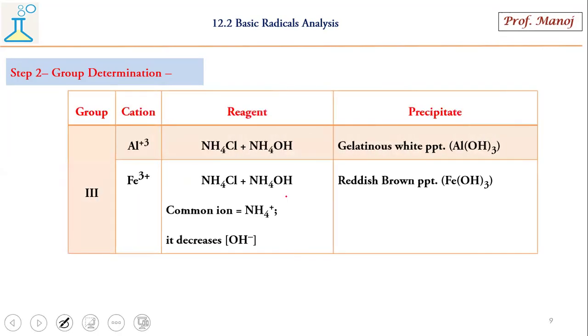Group number 3 contains 2 different radicals, aluminium and ferric. Both of them are going to react with group reagent NH4OH. The common reagent otherwise is NH4 plus, which goes for common ion effect. And both of them give you corresponding precipitate. These colors of precipitate we will do in the topic itself. This is just a summary kind of table we have made.